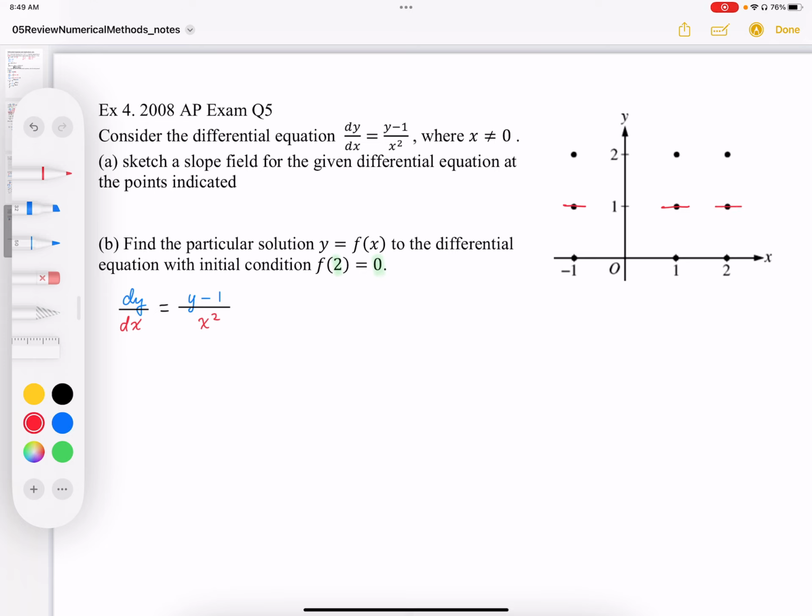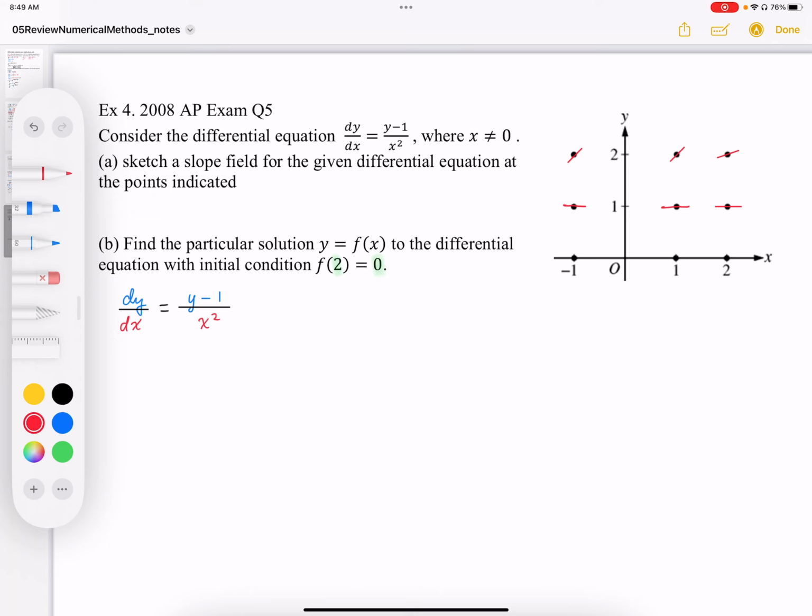And then going to y equals 2, we're going to end up with 2 minus 1 in the numerator, so 1 in the numerator. And so when x is equal to negative 1, we're going to divide by 1, so we're going to end up with a slope of 1. And at x equals 1, y equals 2, we're going to have a slope of 1 again. And at x equals 2, y equals 2, we're going to end up with 1 divided by 4, so we have a positive 1/4 slope through here.